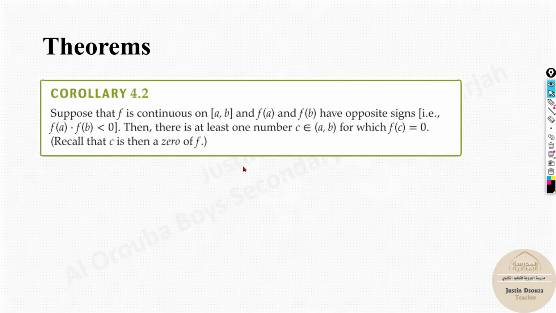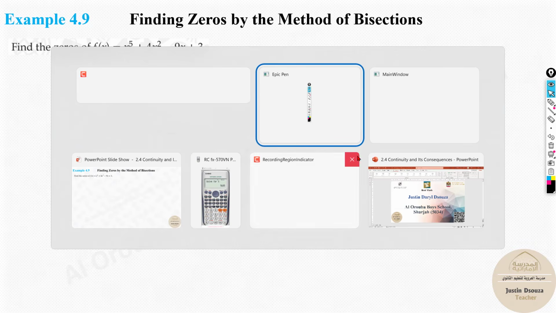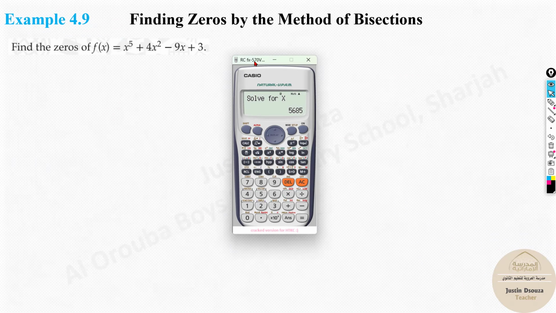Now we will see a problem. This is about continuity. It's the same thing we just saw. Now over here, the last problem in this chapter, is the method of bisections. Now look at this problem and check your calculator. Can we solve this?